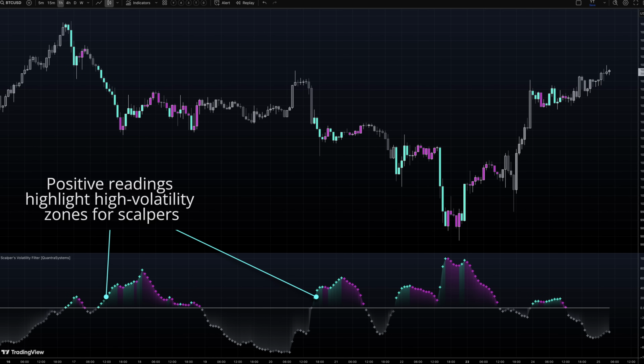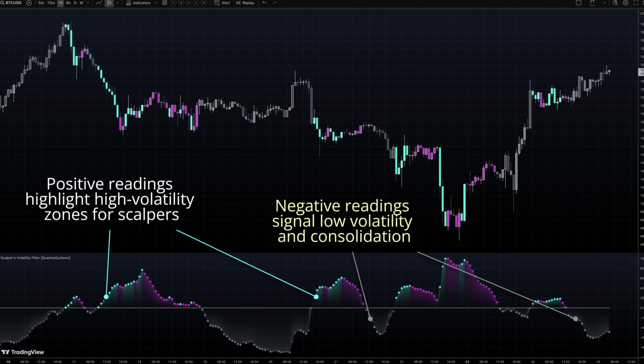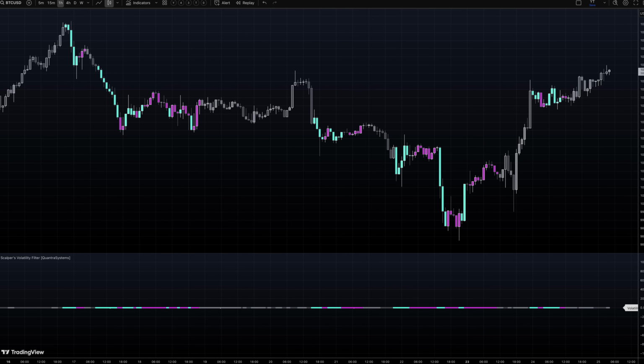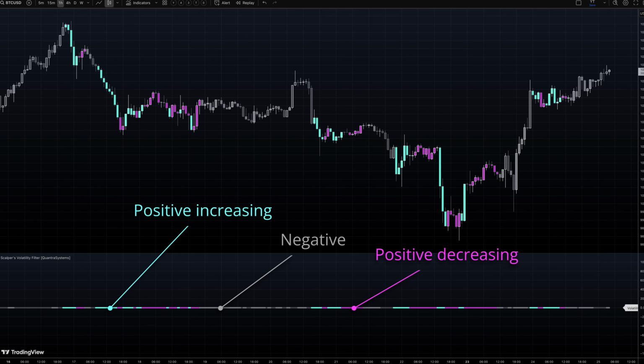Scalpers can use positive readings to identify high volatility periods suitable for quick momentum trades, while negative readings suggest low volatility consolidation phases better suited for range-bound strategies. The compressed signal mode simplifies the display to a single line for clean chart analysis.